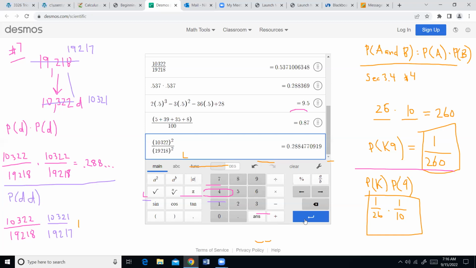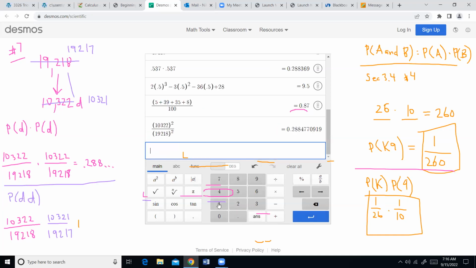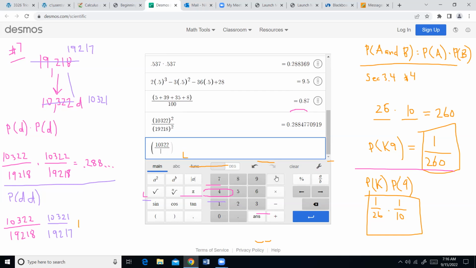So let me try to do this. So I'm gonna have the first fraction. Maybe I'll put parentheses just in case. So it's 10,322, that's the same thing, divided by 19,218, right? But then I put parentheses and multiply by another fraction, and that'd be 10,321 divided by 19,217. Do you think it'd be much of a difference? I don't think so, because it's really pretty much the same number.